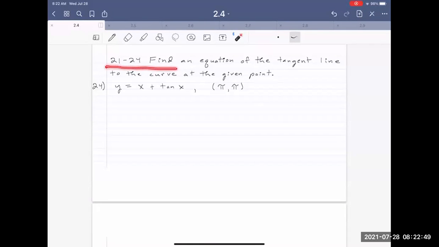Problems 21 through 24. Find an equation of the tangent line to the curve at the given point. Problem number 24. y equals x plus tangent x at the point (pi, pi). So let's first find the slope of the tangent line. To find the slope of the tangent line, I just want to take the derivative.